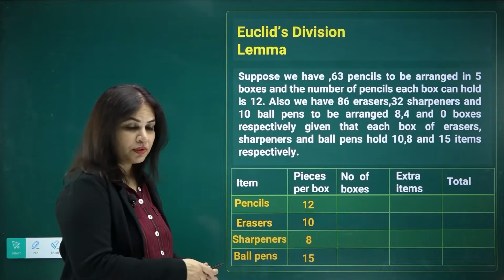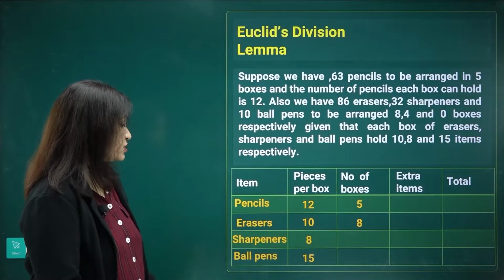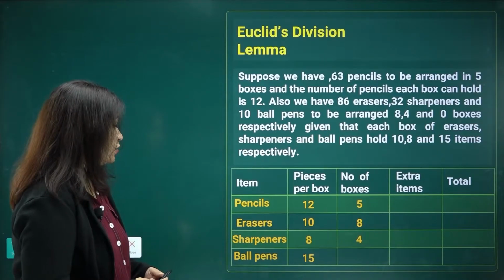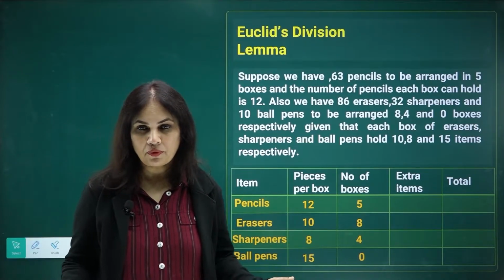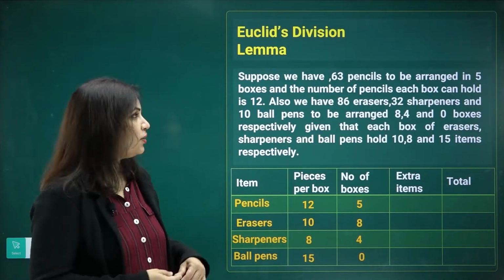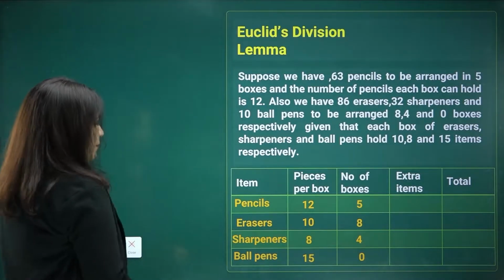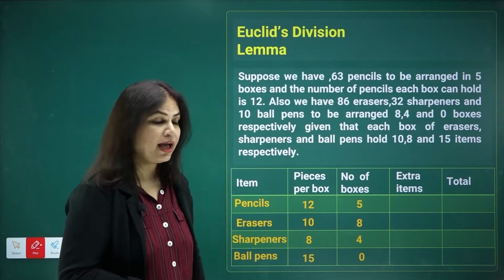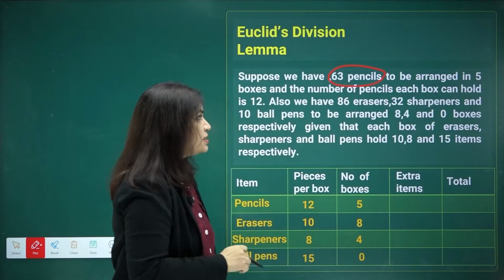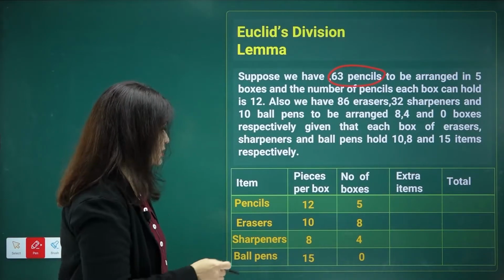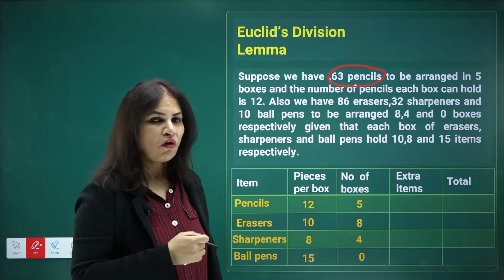How many boxes do we have? We have 5 boxes for pencils, we have 8 boxes for erasers, we have 4 boxes for sharpeners, and we have no boxes for ball pens. They have to be kept loose. Now let us come back to the number of erasers, sharpeners, pencils and ball pens that we have. We have 63 pencils.